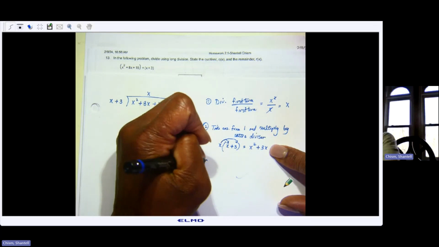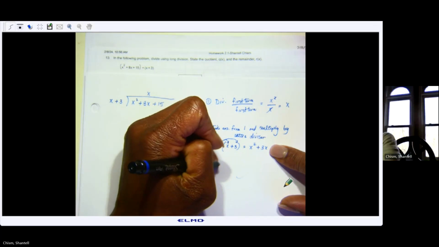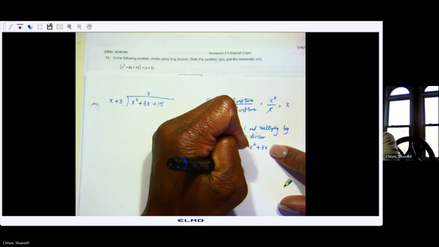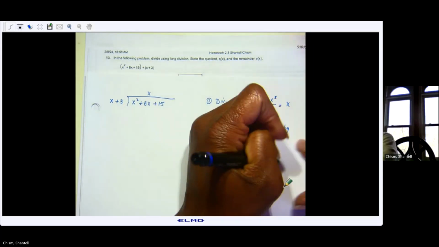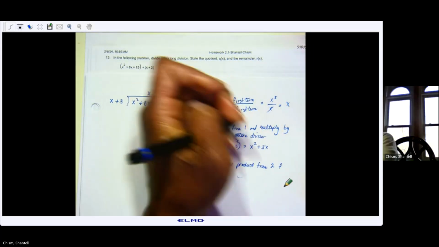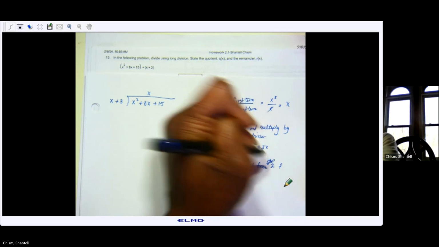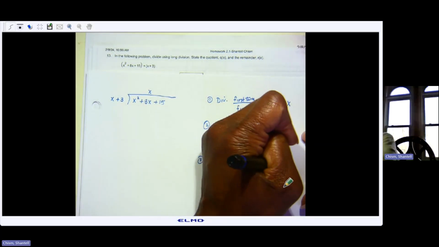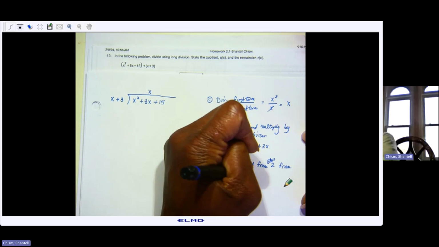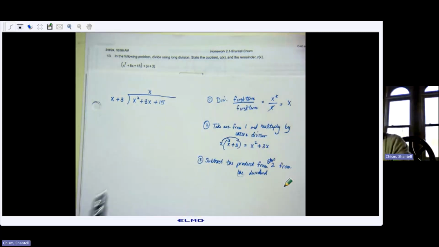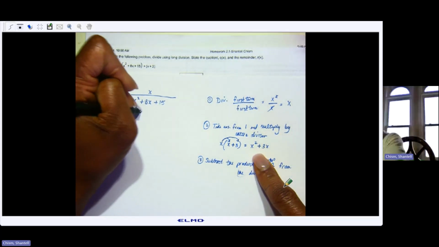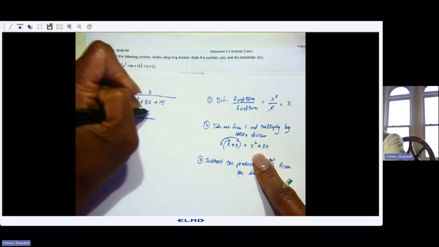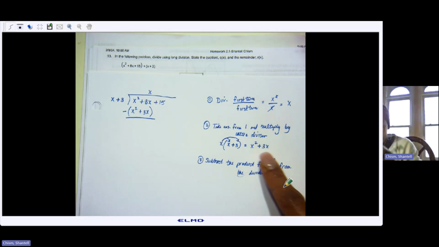Because on step number 3, we're going to subtract the product from step 2. Let me put step here. We're going to subtract the product from step 2 from the dividend. I'm going to write it right underneath the terms that it matches. So x squared plus 3x. And we haven't subtracted it until we put that in parentheses and put a minus out front there. That's how we know we're subtracting.